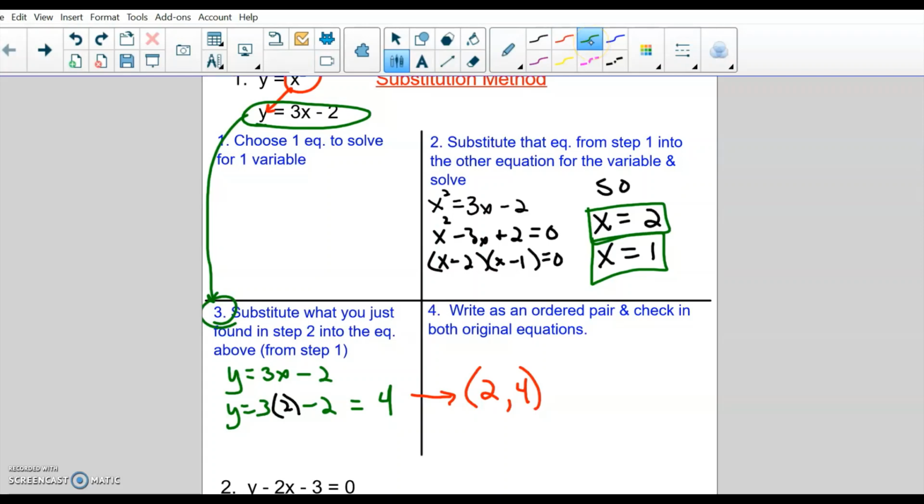For the second answer, y equals 3 times, and this time we're going to substitute in a 1. We get 3 times 1 is 3, minus 2 is 1. So we get our second and final answer here at (1, 1). So that is the system of equations, the first example of the substitution method.